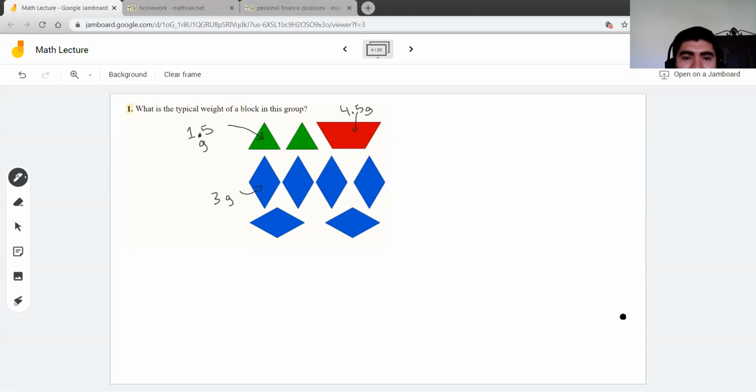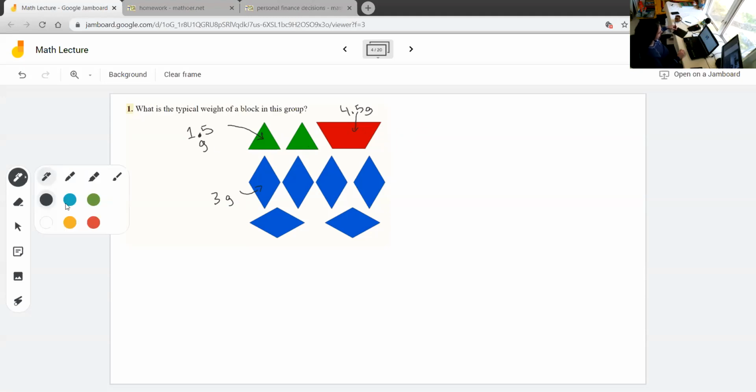Do we know if they're talking about the average weight or just the blue weight because they're the most common? It could be either. So one idea is most common. If we did that, the most common is the blue. So we would say that 3 grams seems to be typical.